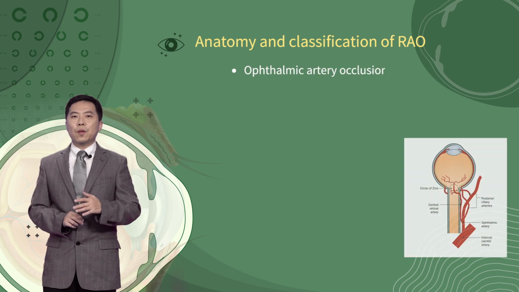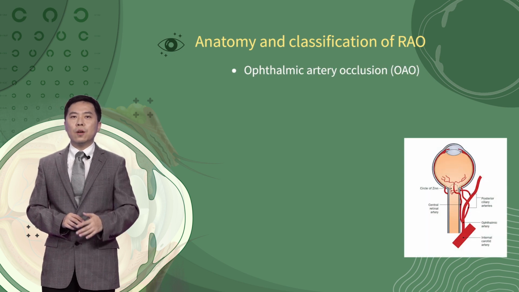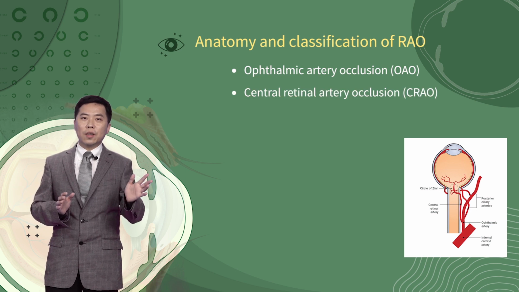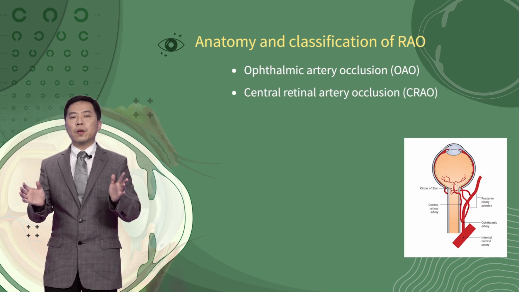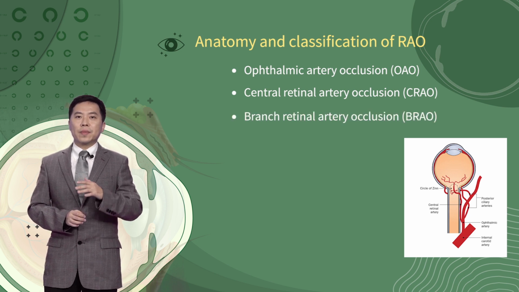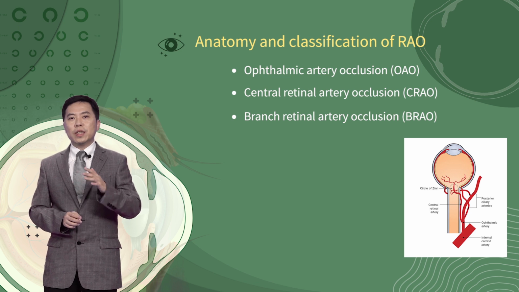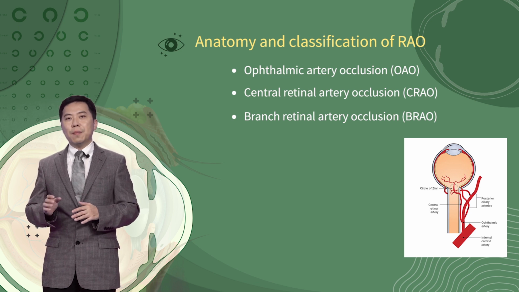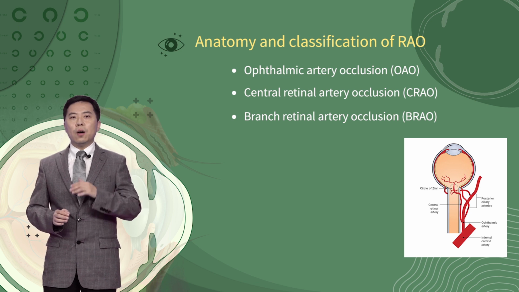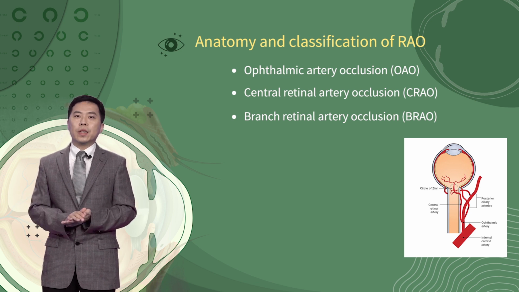The ophthalmic artery is a branch of the internal carotid artery. It divides into the central retinal artery and posterior ciliary arteries. The central retinal artery has several branches in the retina. Therefore, according to the site of occlusion, there may be ophthalmic artery, central retinal artery, or branch retinal artery occlusion.